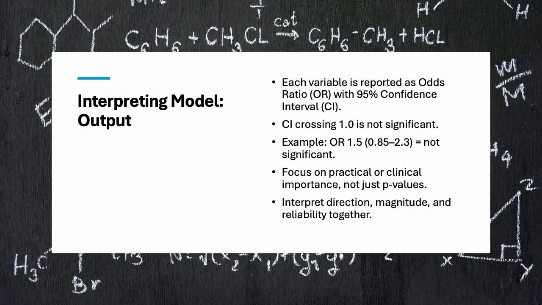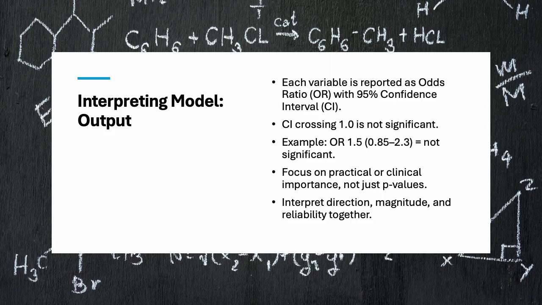Now that we've confirmed the model fits the data well, we need to interpret the output, which is where we can make sense of what actually happens. So each independent variable is reported as an odds ratio, with a 95% confidence interval. The odds ratio tells us how the odds of the outcome change for every 1 unit increase in that variable while keeping the other variables constant.